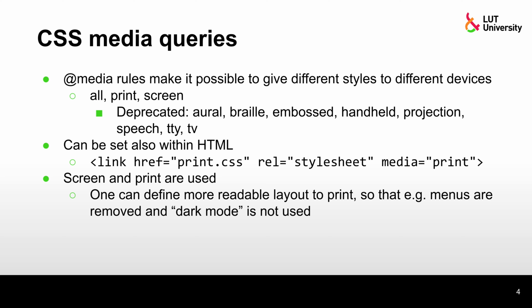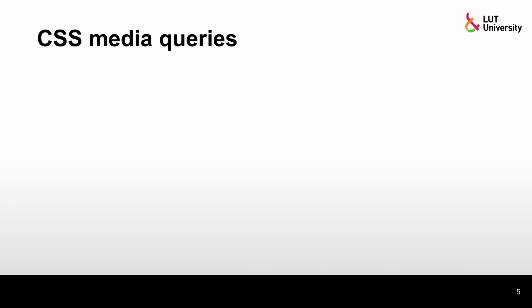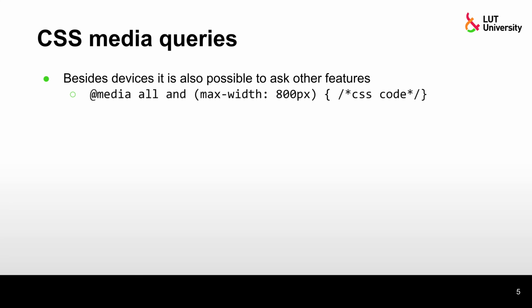So this kind of a division can be done. Some styles are used in print and some are used when we are watching the web page via screen. There is much more. These media queries provide other features. For example, we can make a query with media all, so it's print and screen, and max-width equals 800 pixels. Then we can put the CSS code inside that. So we are making a query that the web page width can be only 800 pixels or less. Then we are using this CSS code. Otherwise we are not using it.